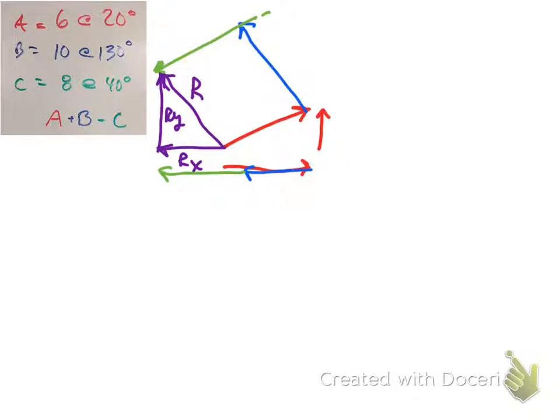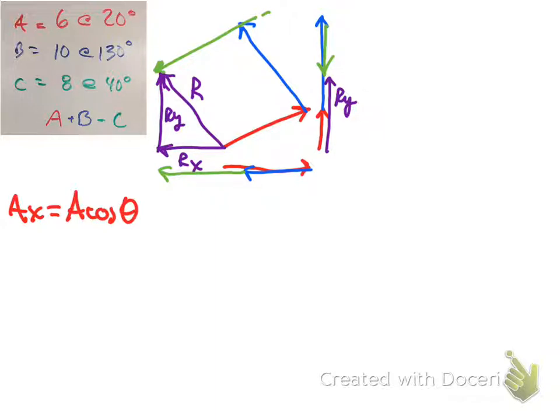A takes us up a little bit. B takes us up more. And then when we subtract C, that minus C is going to bring us back down, and that's going to be the resultant in the Y, the combination of all that. So we need to get the X and Y components of each of these vectors.